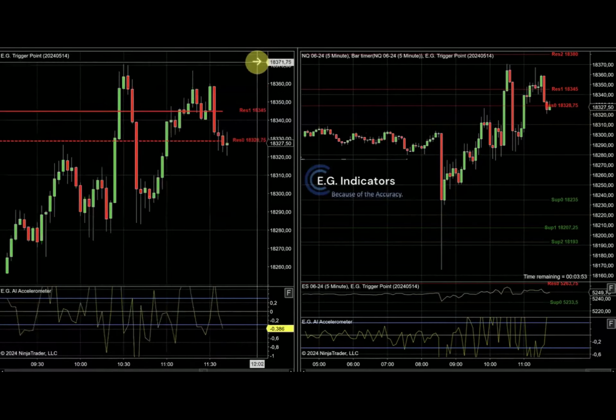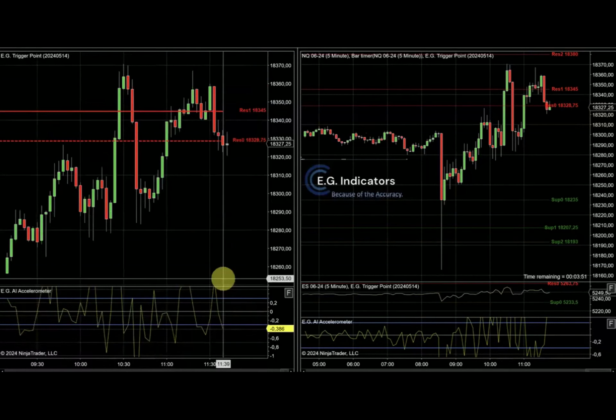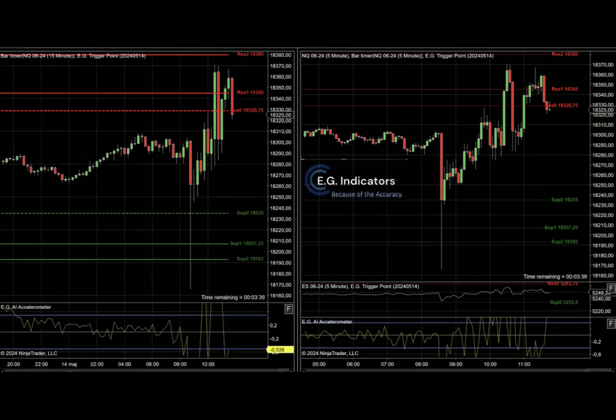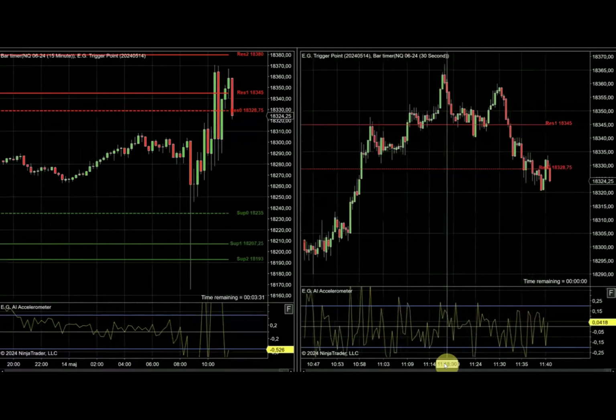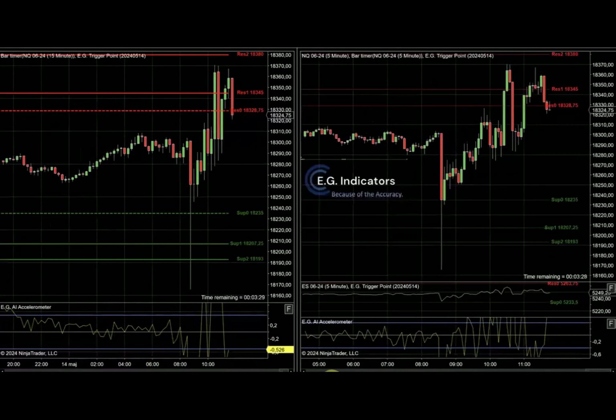So coming back to today's, somebody asked what's the time frame of the chart. This is 3 minutes, this is 15 minutes. On the right side is 5 minutes, and here is like 30 seconds.